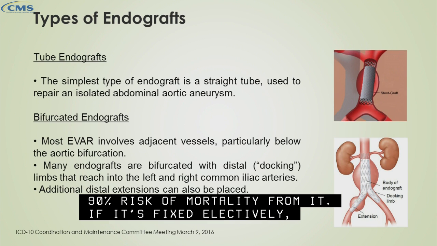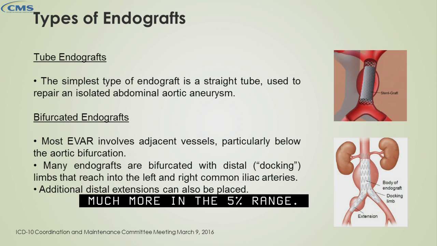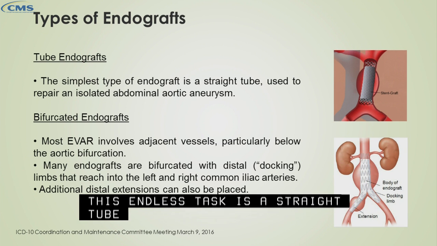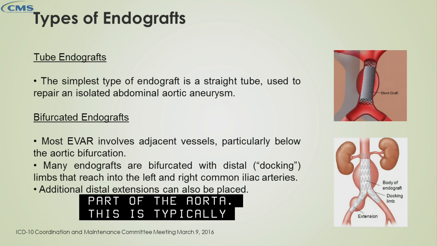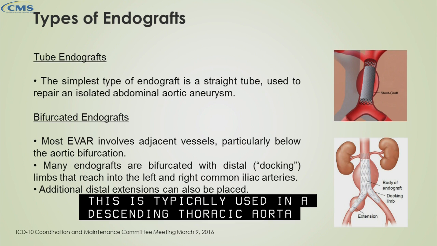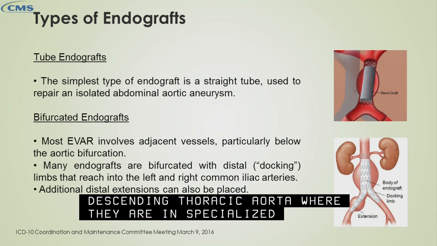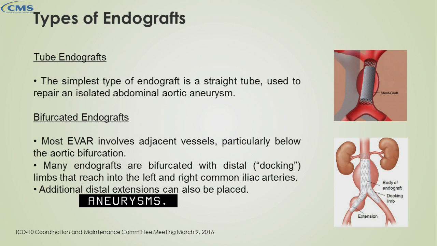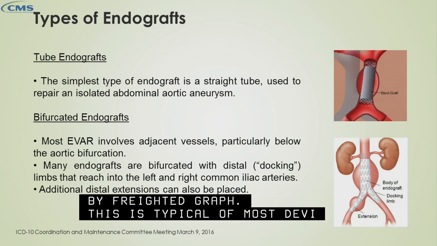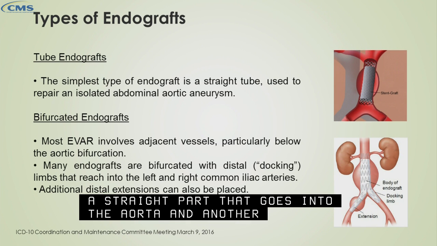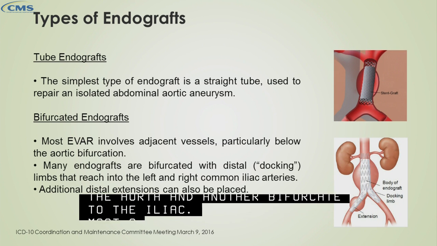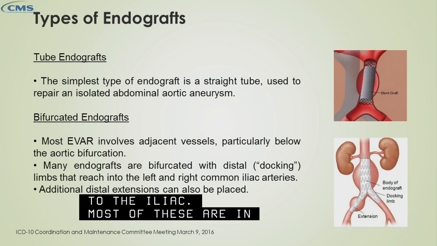So talking about types of grafts, the simplest type is just a tube graft. It's a straight tube that's used to cover the weakened part of the aorta. This is typically used in the descending thoracic aorta, where the aorta is straight, or in specialized saccular aneurysms of the infrarenal aorta. What's more common in the infrarenal aorta is a bifurcated graft. This is typical of most of the devices available, where there's a straight part that goes in the aorta that then bifurcates into the iliacs, which are basically designed to end in the common iliac artery. Most of these are in a docking limb configuration, and there are some that are a unibody design.